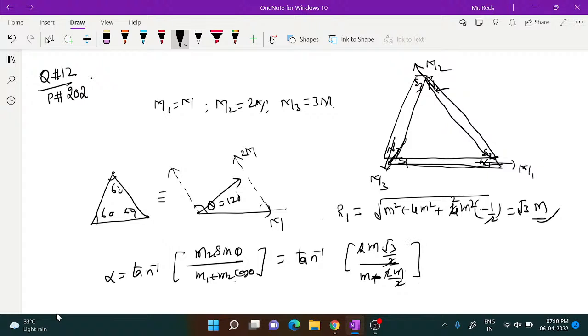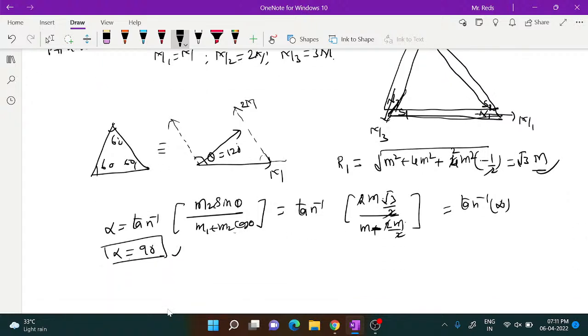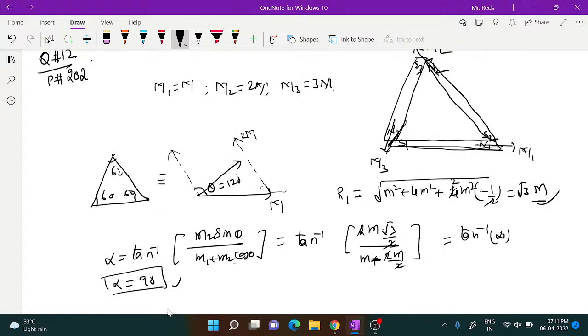So for what value of angle is tan infinity? 90 degrees. Tan 90. So tan inverse of infinity means alpha is equal to 90 degrees. Alpha is 90 means the angle between this and this, that means this is the direction of the resultant, not this one. This is the resultant.